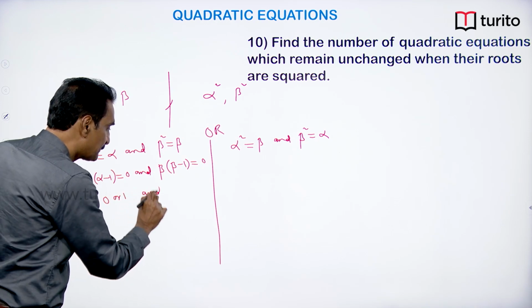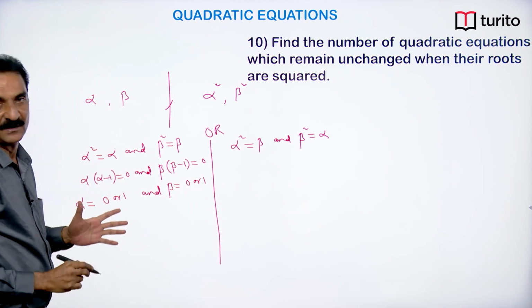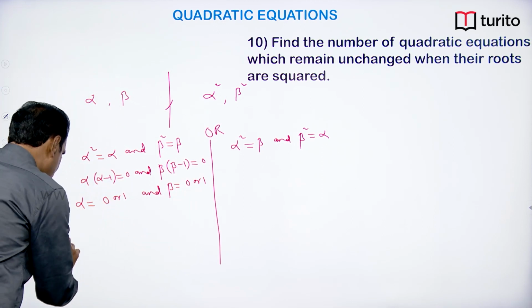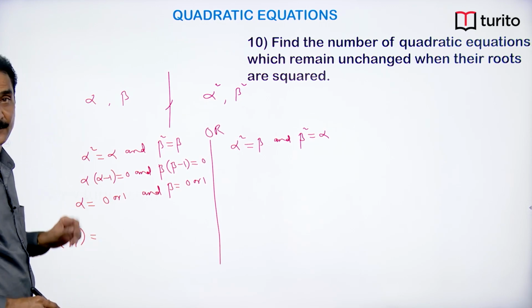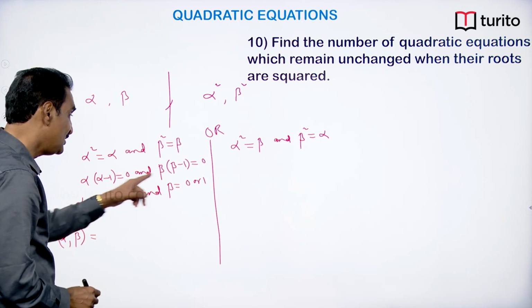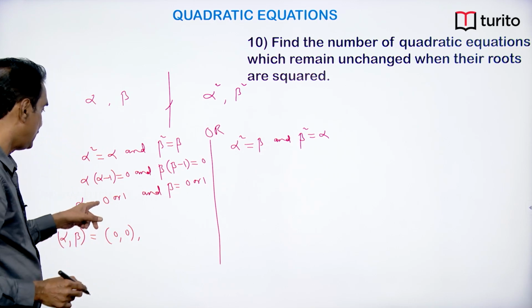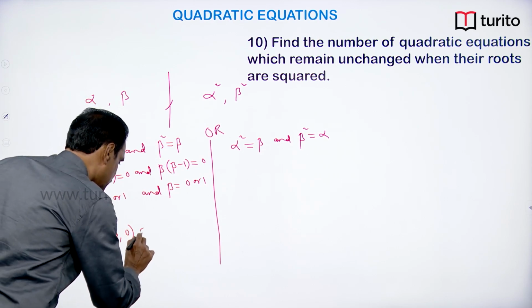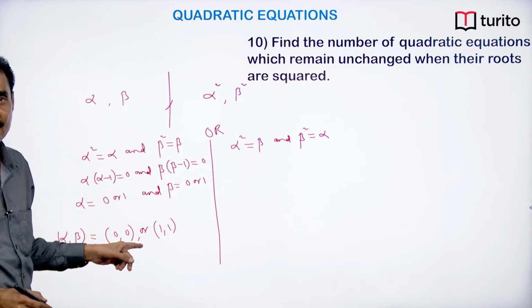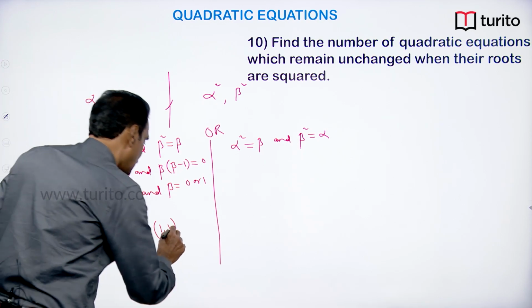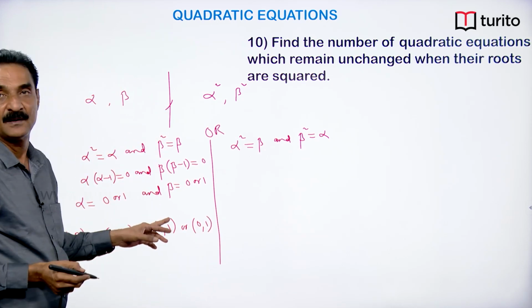And beta is equal to 0 or 1. Then what is the number of pairs alpha comma beta? 0 0. Next, or 1 1, alpha is 1, beta is 1, or 0 1.